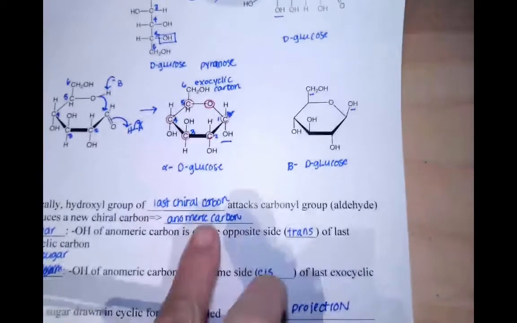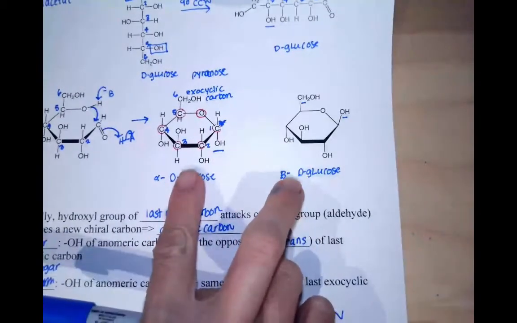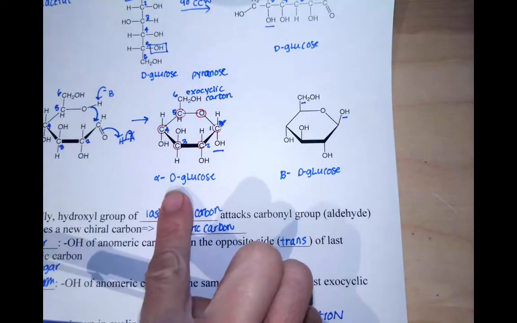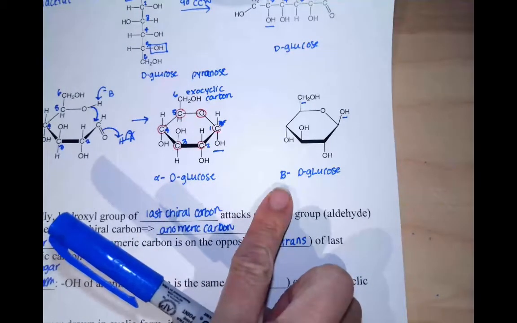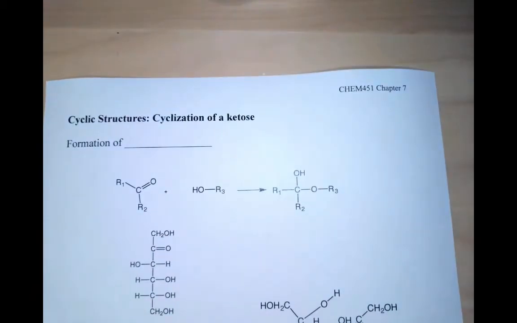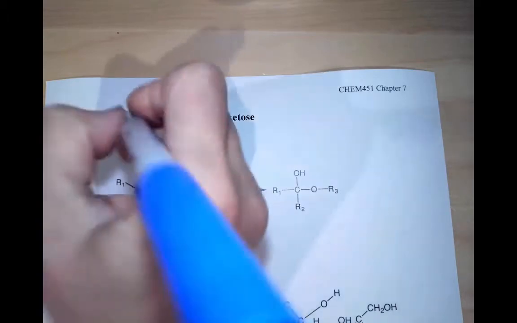So these represent Haworth projections of glucose, alpha D-glucose and beta D-glucose. Okay, so let's look at what happens when ketoses, so those are going to be your sugars with the ketone groups, when those cyclize. Okay, when that happens, we form what we call a hemiketal.